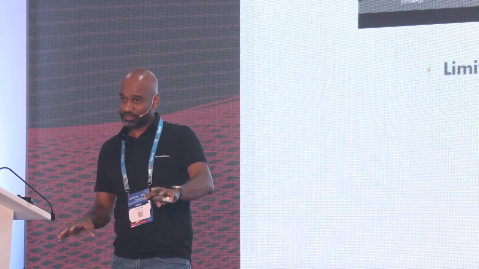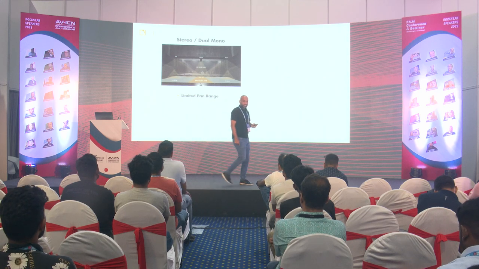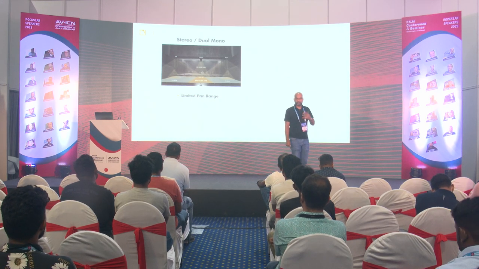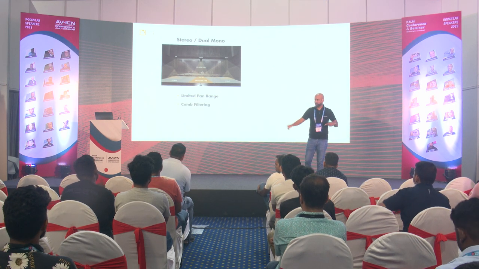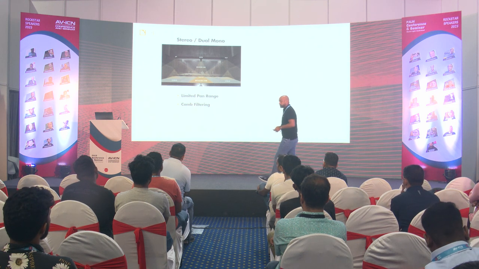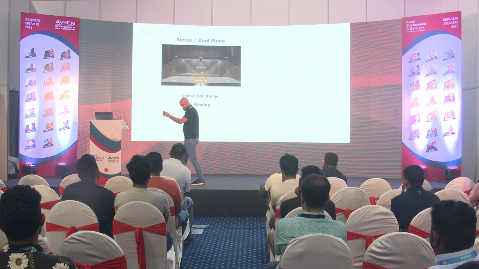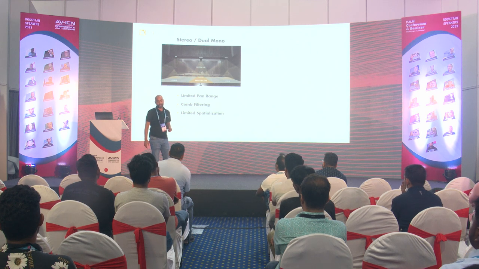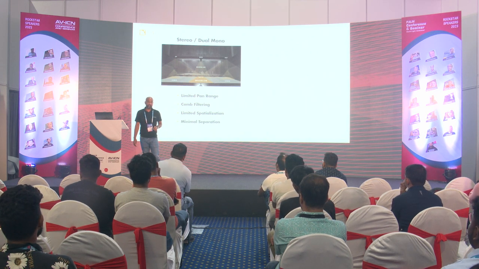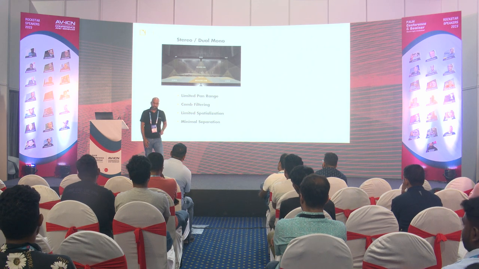So, a quick recap. Now we've set the foundation. From here, we're going to start moving on to how we're going to look at designing such a system. So when you look at a stereo system, or more realistically, a dual mono system, you're going to have very limited pan range, because you just can't pan. The system's not designed to be panned. You're going to have comb filtering, based on just having two sources doing the same thing. There's some interference here, limited spatialization. That goes back to point number one of having limited pan range. You're going to have minimal separation because you're squishing everything and sending it out of one speaker.